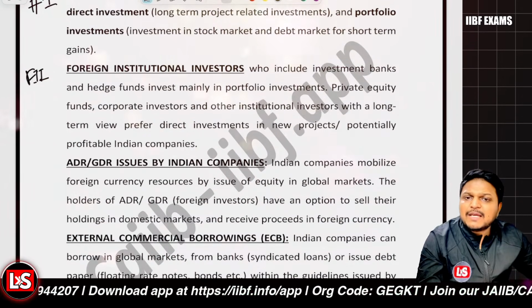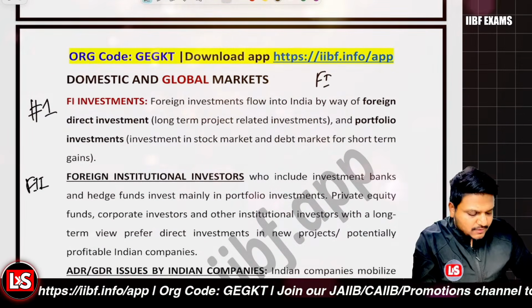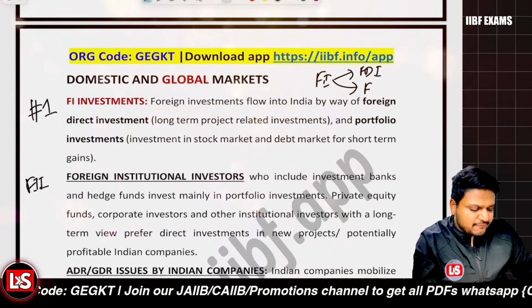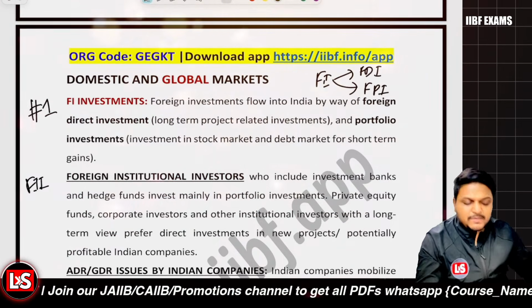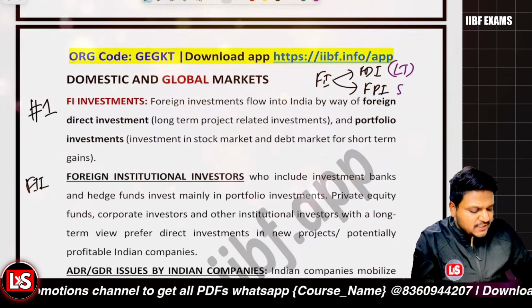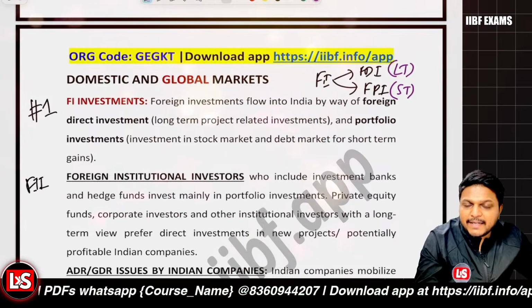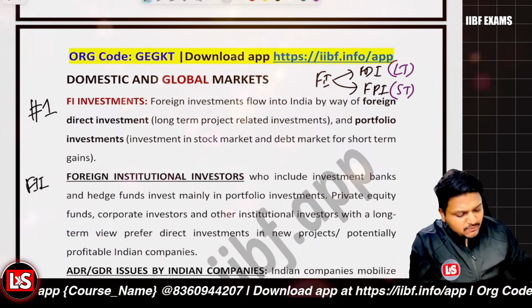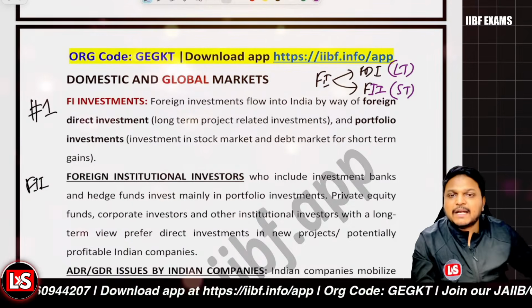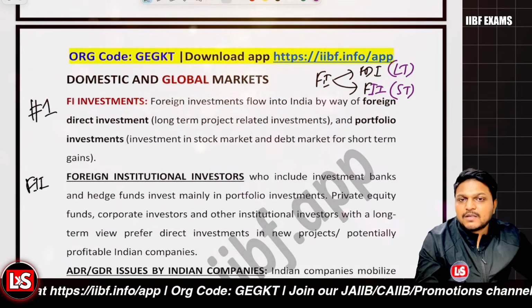Now, when we are bifurcating the FI, we have the FDI, which is for longer duration, and the FPI, that is foreign portfolio investment, which is for short term duration. So FDI is for long term and FPI is for the short term, right? Basically previously it was FPI, but now we say FII, that is foreign institutional investor. Clear with it?